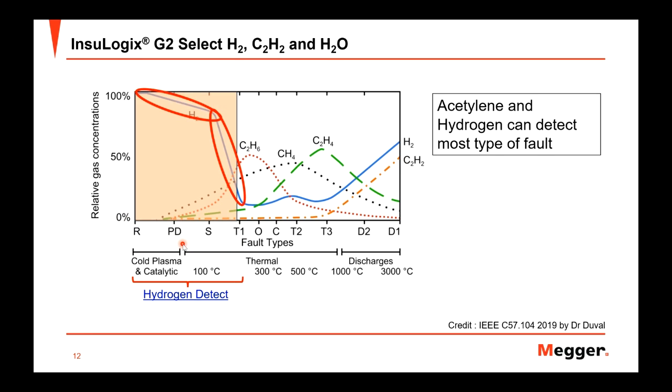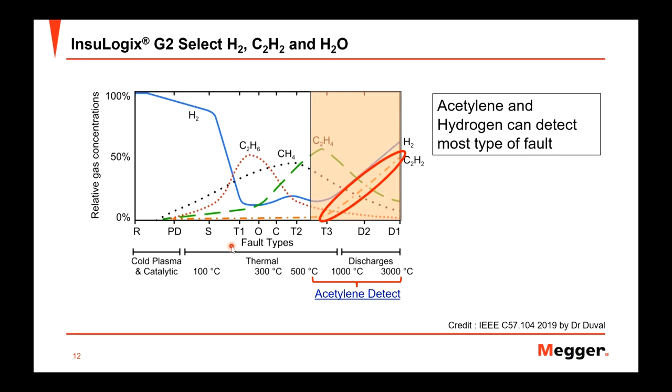But as I said, it is not for analyzing. So you cannot identify what happened inside your transformer. But you can identify that something happened inside your transformer, and the likelihood should be this kind of fault because of the changing of the hydrogen.